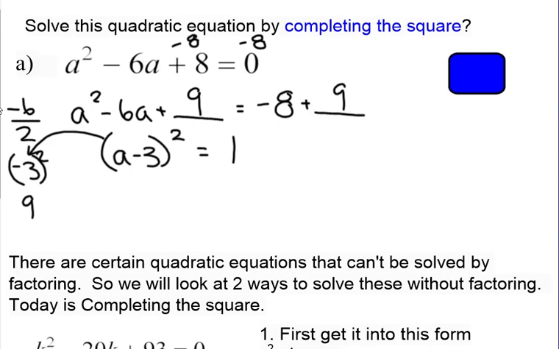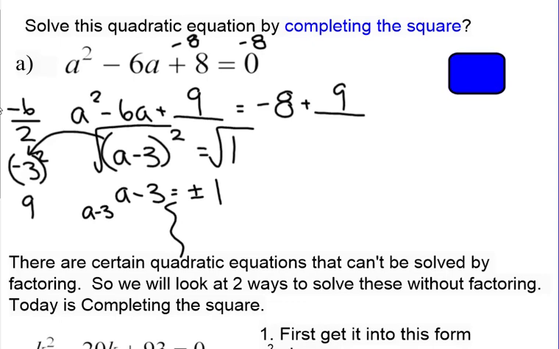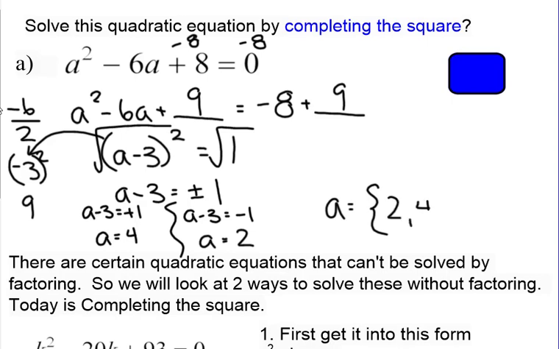In order to get rid of my squared, I'm going to take the square root of both sides. And I know when we put in the square root, we get a plus or minus. We're going to split each piece, and we've got a minus 3 is equal to positive 1, and a minus 3 is equal to negative 1. If I add 3 to both sides, I'm going to get a is equal to 4, and a is equal to 2. Well, there you go. There's your solution. So a is equal to 2 and 4.